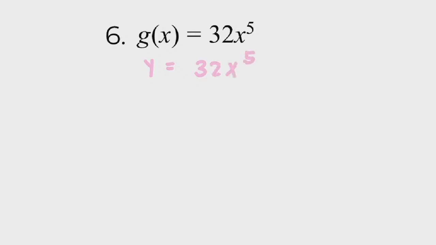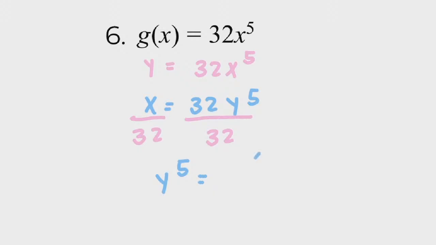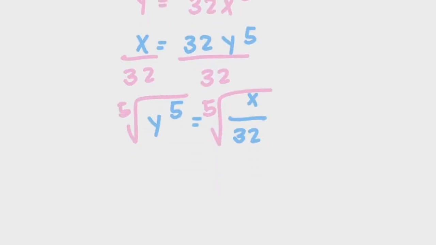Okay, number 6, I'm going to replace the g of x with y. And then to find the inverse, we're going to switch them. So x equals 32y to the 5th. To solve for y, we're going to divide by 32. So y to the 5th equals x over 32. And then we're going to take the 5th root of both sides. So we get y equals the 5th root of x over 32.